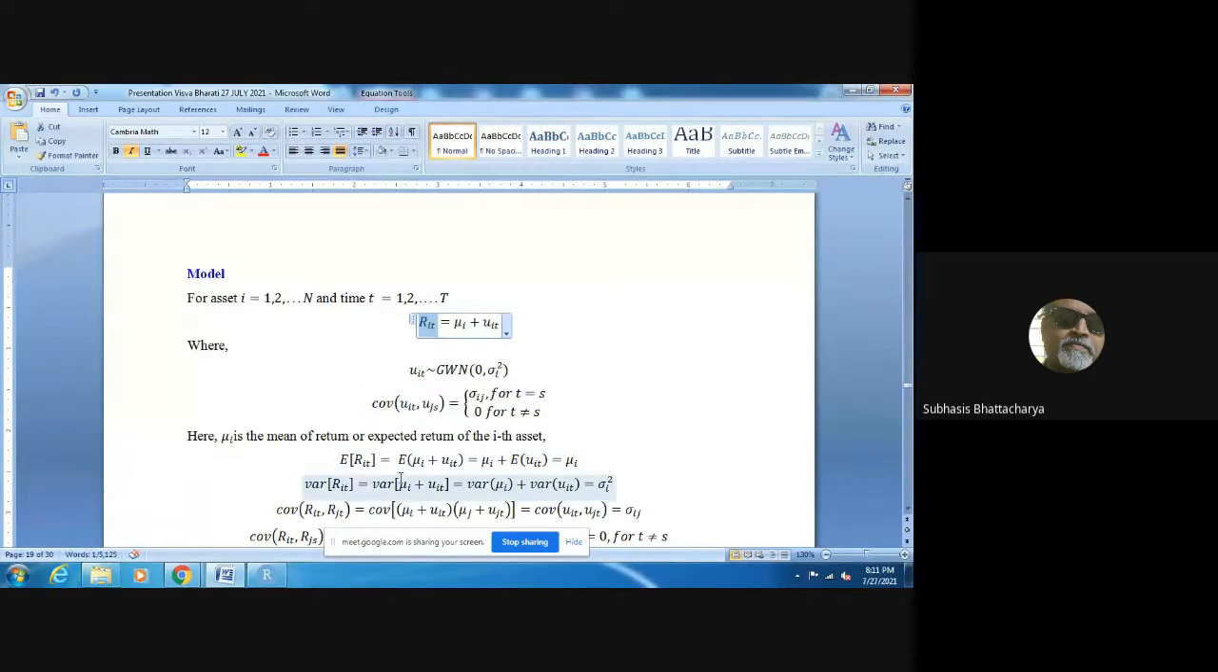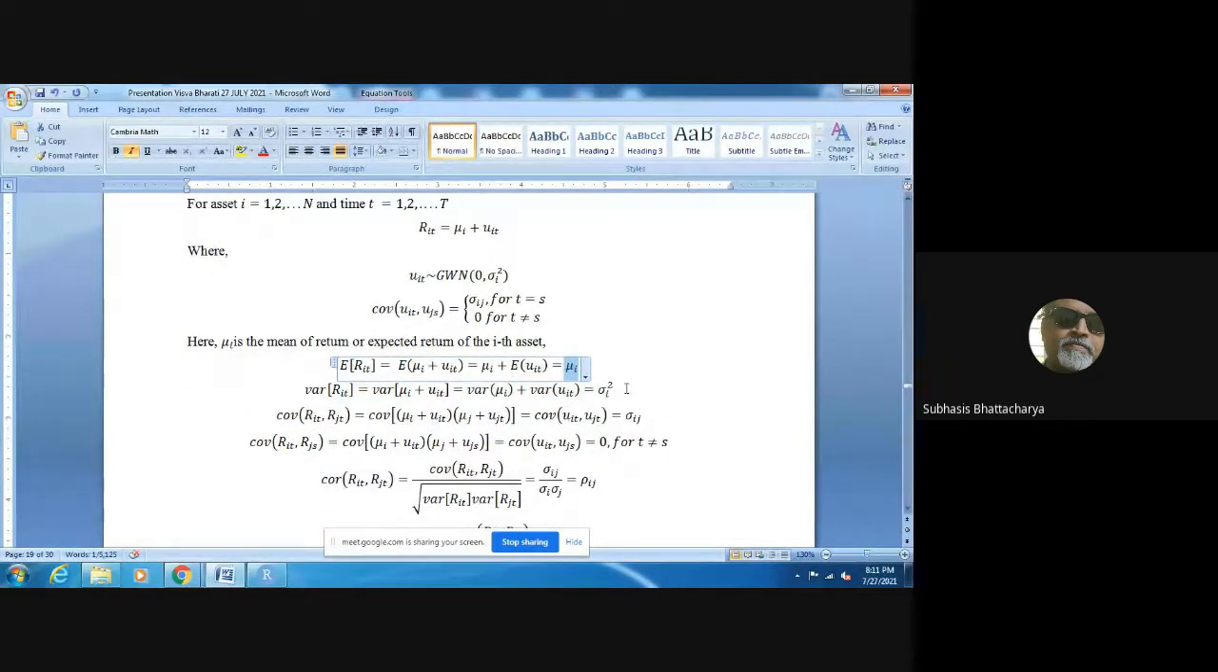And then we find its expected return, that is the expected value of R_it. R_it is mu_i plus u_it, and since the expectation of u_it is 0, it is simply mu_i. So we found that the mean of the return is stationary. And what is the value of the variance? You find that the variance of mu_i plus u_it, since mu_i is a constant value, has variance 0. So only the variance of u_it is the variance of R_it.